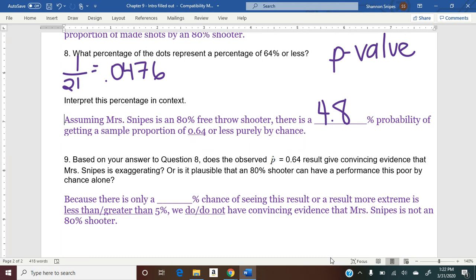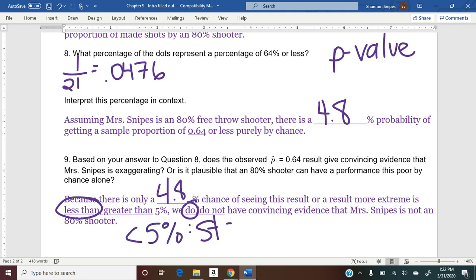And the answer is yes. Because there is only a 4.8% chance of seeing this result, or a result more extreme, since this result is less than 5%, we do have convincing evidence that Miss Snipes is not an 80% shooter. All right, so remember, less than 5% is statistically significant.